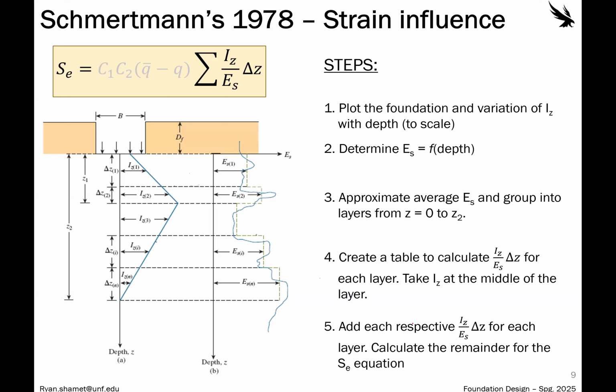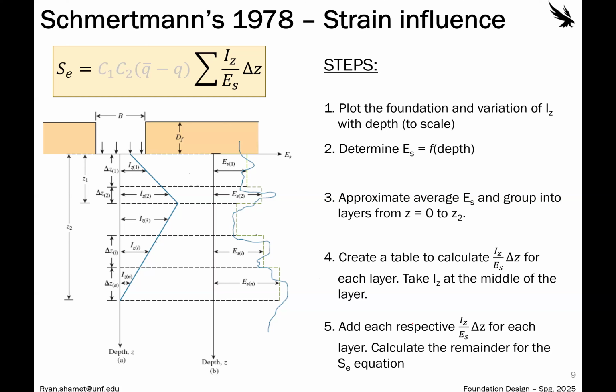But first, what we want to do is plot the foundation and the variation of Iz with depth, and we want to do this to scale. So we would have our depth of footing, and that is where our profile starts. You can see it will show that profile there with the z1 that we calculate based off of the loading, and also the triangular or trapezoidal profile based off of whatever our type of footing is. And of course, if we're in just a single homogeneous soil layer, then that's great. We only have one layer to add, and that's super nice.